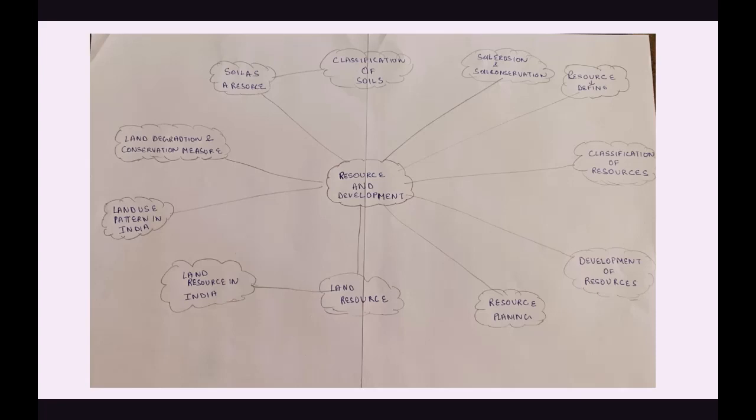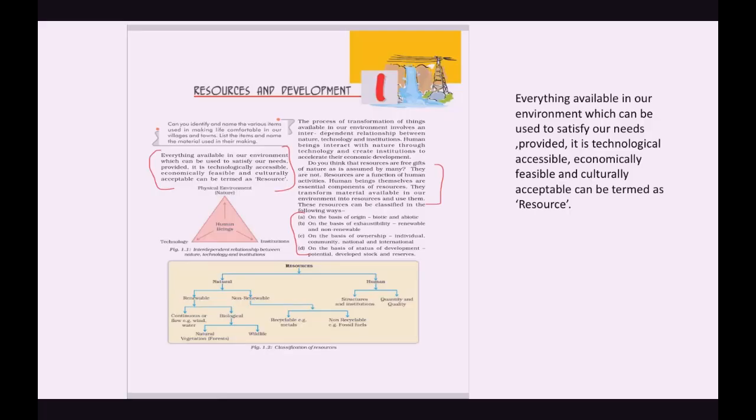Looking at the mind map of this chapter, you will come to know that we'll study the resources, classification of resources, development of resources, land resources, different types of soil and soil erosion and its conservation, and all the steps that are needed for planning. Students, as the name of the chapter is resources and development, firstly we'll focus on resources.